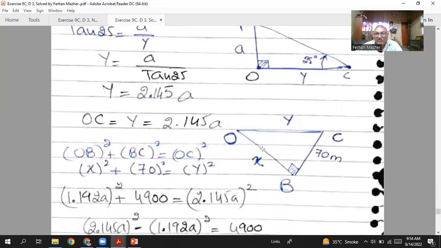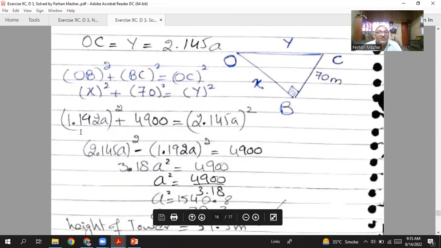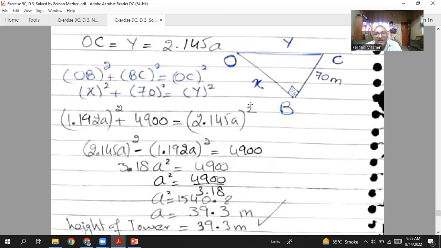Now, the triangle which was on the ground, whose name was OBC, I will apply Pythagoras there. I know this side, and we have the value of X and the value of Y in terms of A. So OB square plus BC square equals OC square. So it will be X square plus 70 square equals Y square. Just put those values: X is 1.192A, squared, plus 4900 equals Y, which is 2.145A, and its square.